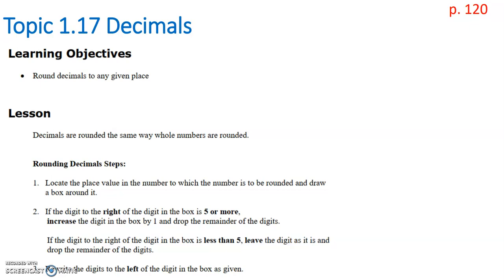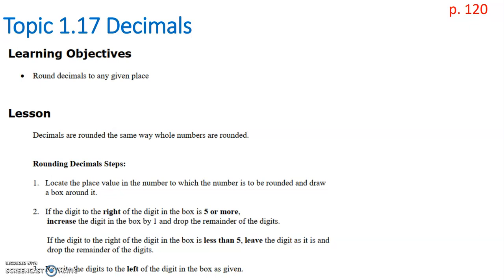Topic 1.17, decimals. Today we're going to round decimals to any given place. The information that we learned in topic 1.16 is really important here because it's all about the place value and then how to round to that place value. We've got a couple of steps that can help us.